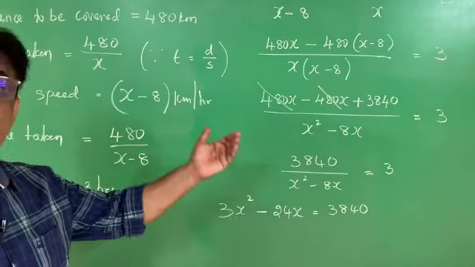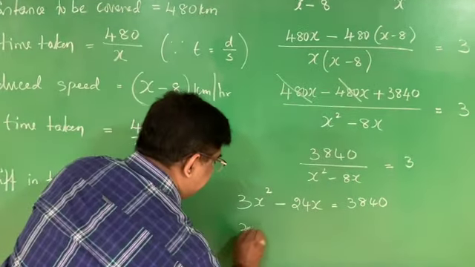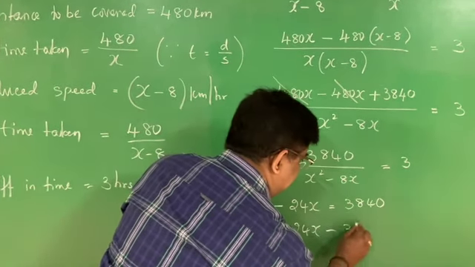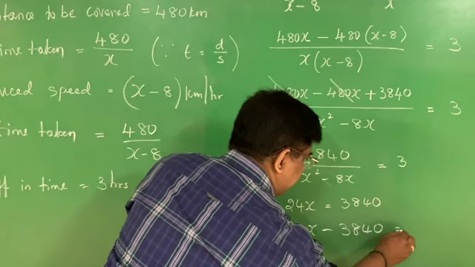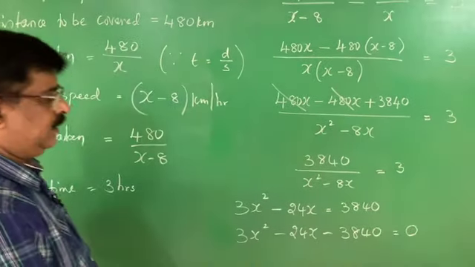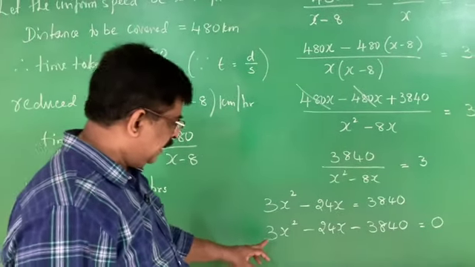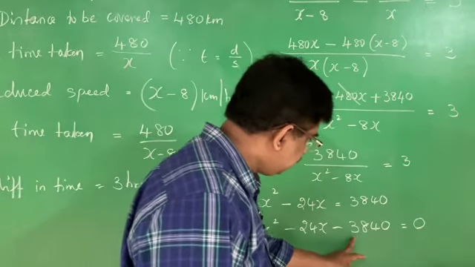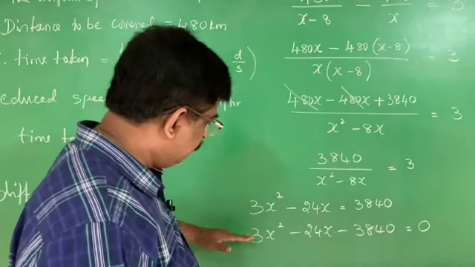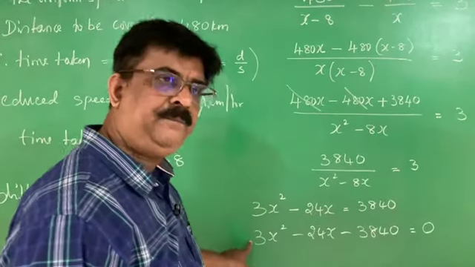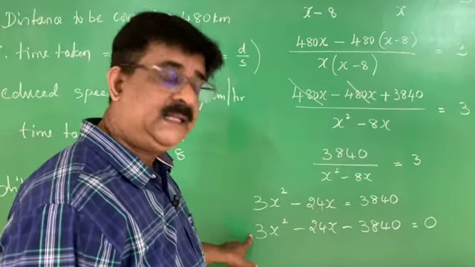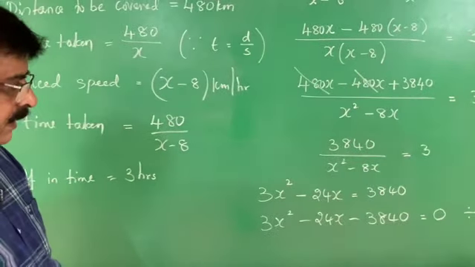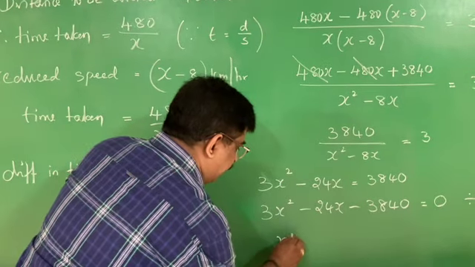Now we have to take it to the standard form. 3x square minus 24x minus 3840 is equal to 0. Now see, here 3 is there, here 24 is there, here 3840 is there. These three numbers are divisible by 3. Yes, they are divisible by 3. Therefore, I divide the whole equation by 3 and it becomes what? x square, 3 is gone.